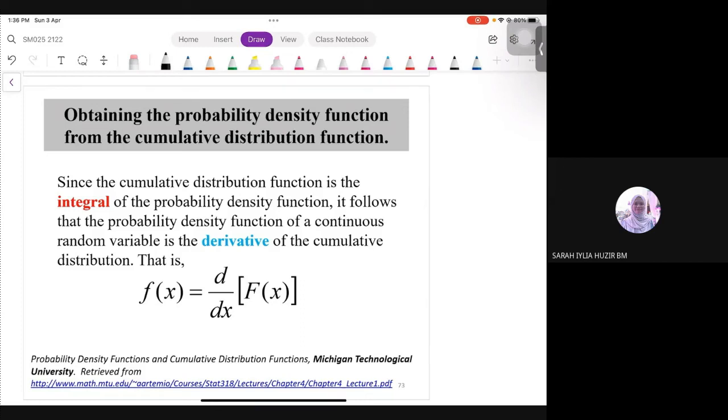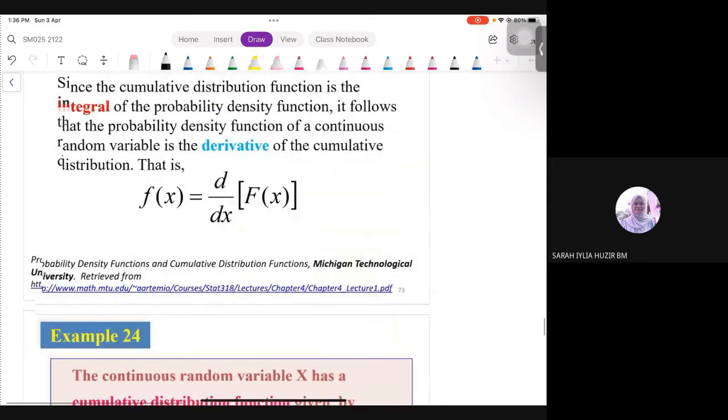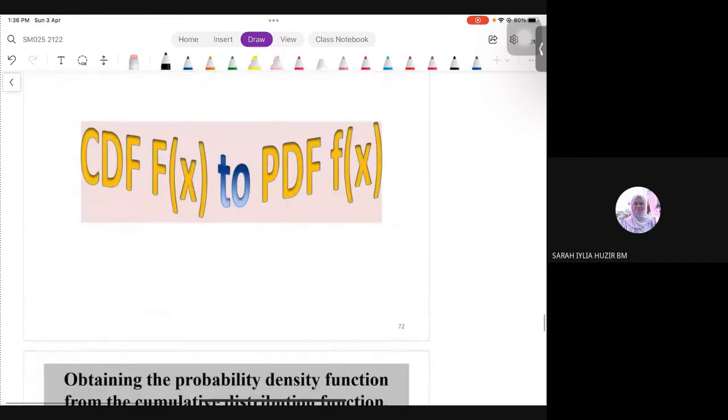In this video, we will learn how to find the probability density function from the cumulative distribution function of a continuous random variable. So the main process here would be to find the derivative of our cumulative function. In a previous lesson, we already learned and discussed how to find the cumulative function from the probability density function, and the process will be to integrate that function.